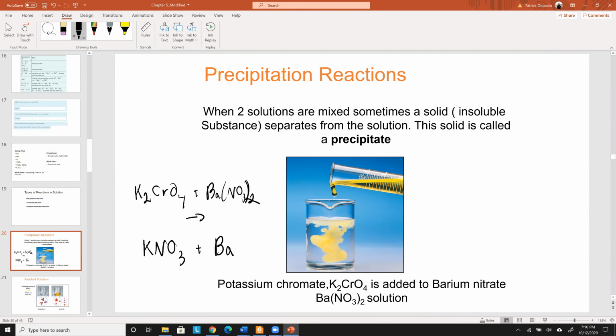Now, the charge of chromate, what's that? You can tell by looking at potassium chromate. Good, -2. So it'll just be, and barium is what?